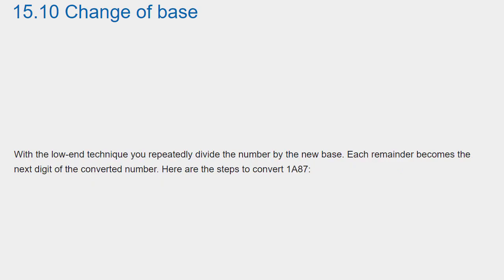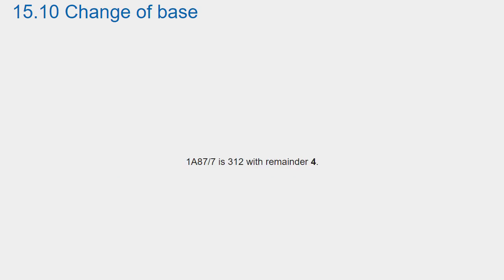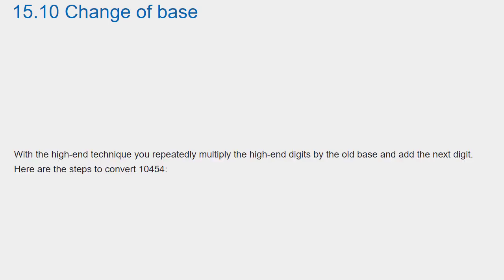With the low-end technique, you repeatedly divide the number by the new base. Each remainder becomes the next digit of the converted number. Here are the steps to convert 1A87. 1A87 over 7 is 312 with remainder 4. 312 over 7 is 49 with remainder 5. 49 over 7 is 7 with remainder 4. 7 over 7 is 1 with remainder 0. So 1A87 in base 11 becomes 10454 in base 7.